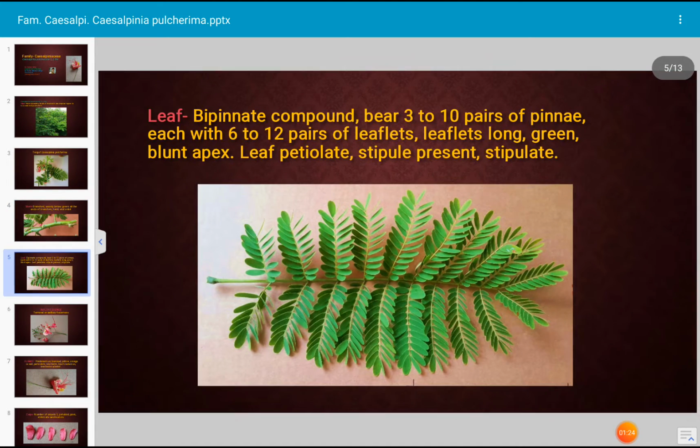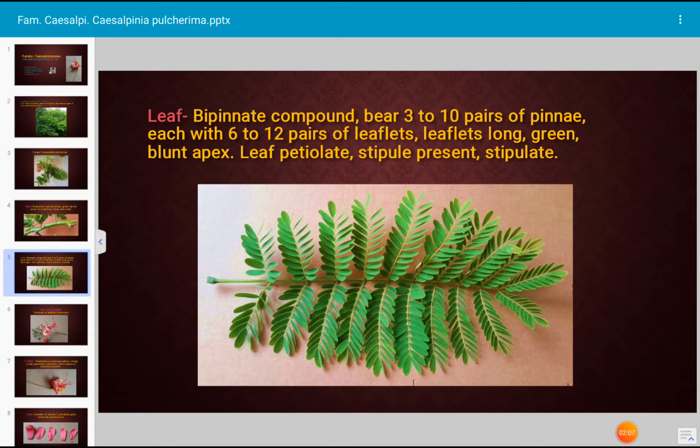Let us see how is the leaf. The leaf, it is a bipinnate compound leaf, and it bears 3 to 10 pairs of pinnae, and each with 6 to 12 pairs of leaflets. Leaflets are long, green, and the apex of the leaflet is blunt, and the leaf is having a stalk-like structure. Hence, the leaf is described as petiolate leaf. Stipule is present. Hence, the leaf is stipulate.